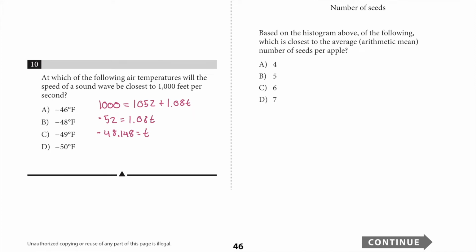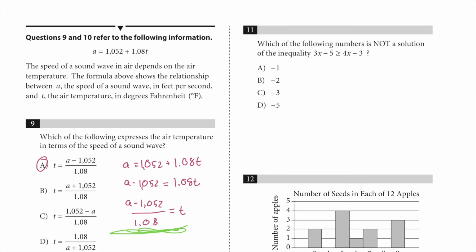And the closest value to negative 48.148 is B, negative 48 degrees Fahrenheit.